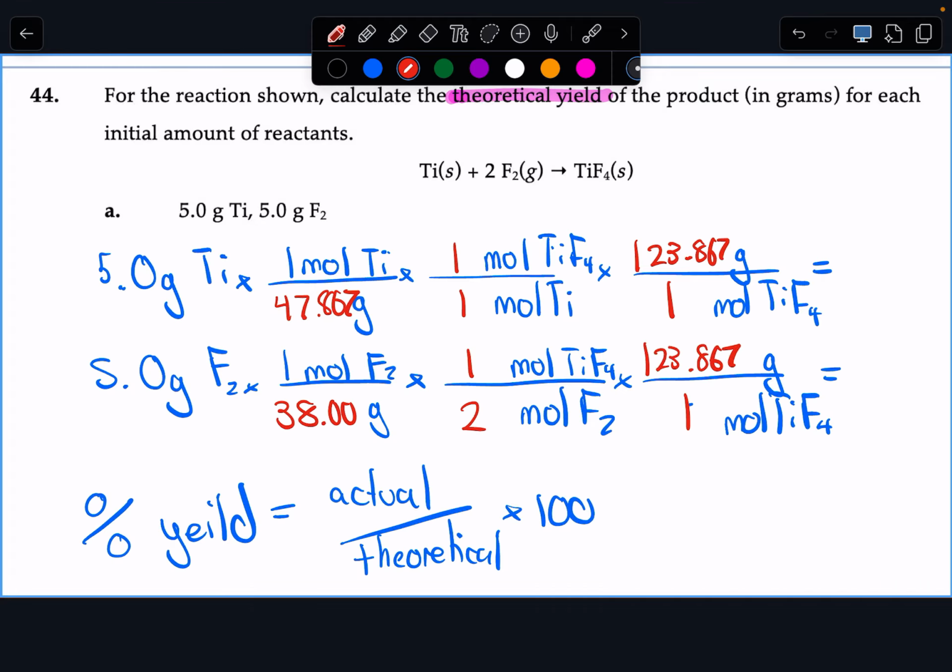Okay, so key point, don't miss this part. You have to compare the two and see which one's the smallest. So this one comes out to be 12.9 grams, whereas the second one comes out to be 8.1 grams, okay? So this is how much you actually will make, and F2 is the limiting reactant. Okay, you cannot make more because you ran out of F2. Okay, 5 and 6 on Friday.